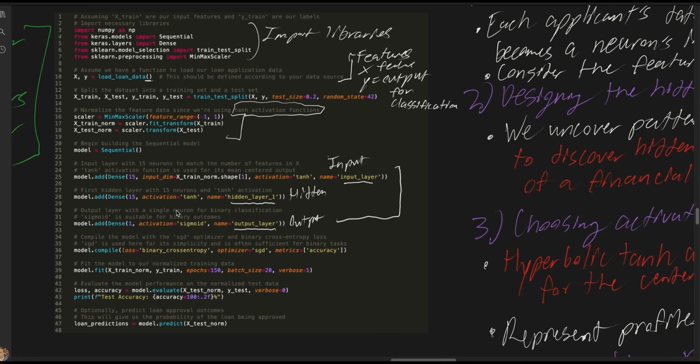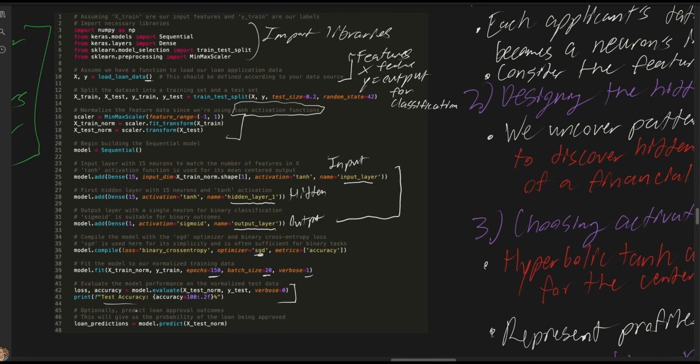Then after we have set up the given layers, we compile the model, applying a loss function of binary cross entropy, with sigmoid used in this case as the output activation. We do feature extraction using the hyperbolic tangent function, and we have metrics based on accuracy. We fit the model to our normalized training data with 150 epochs, a batch size of 20, and a verbose of 1. We evaluate the model's performance on the normalized test data, since we did an 80-20 split, to test for the accuracy.